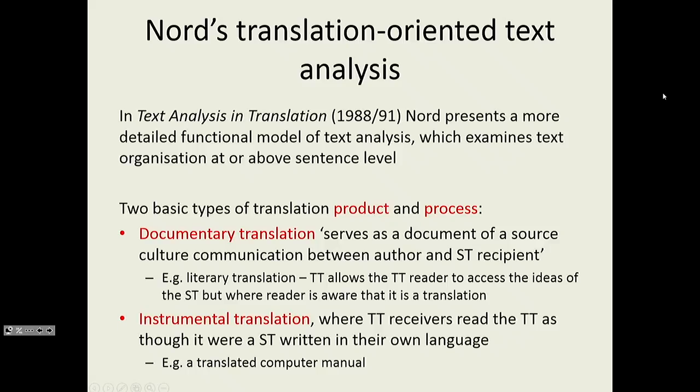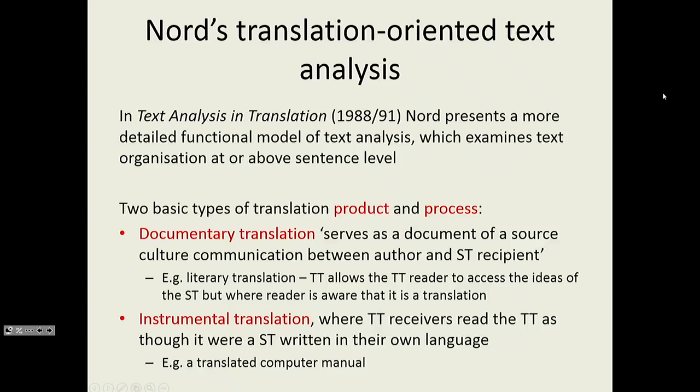And the best example of this is a literary translation, where the target text is allowing the target reader to access the ideas of the source text, but where, and this is the crucial part, the reader is aware that it is a translation. So there's no fooling the reader here that this text was originally produced in the target language. The reader is aware when they pick up the book that it was originally written by, Marquez or someone like that, and they're reading it in English.